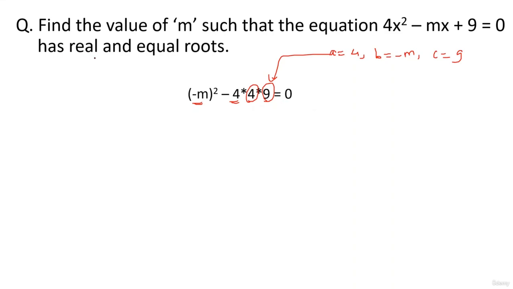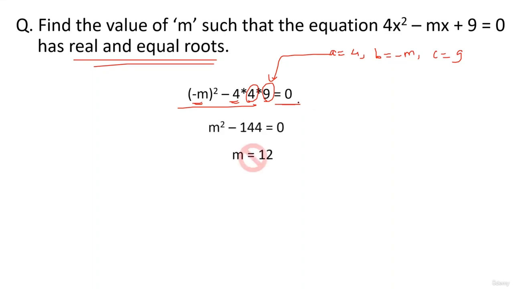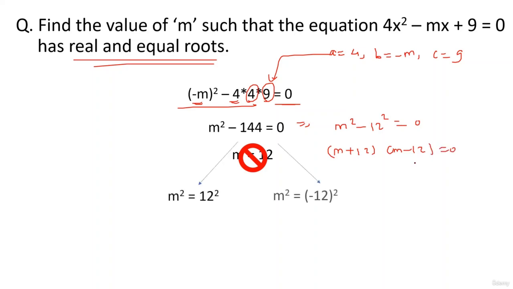Okay, since the equation has real and equal roots, that means b square minus 4ac will be 0. When you solve this, you get m square minus 144 is 0. So m equals 12, right? No. That is the biggest mistake people make. m square minus 144 is 0, we can say this is m square minus 12 square equal to 0. It is a square minus b square, which is a plus b into a minus b, right? So m will take two values, plus or minus 12. Other way of looking at it is m square is 144, so m can be plus or minus 12.